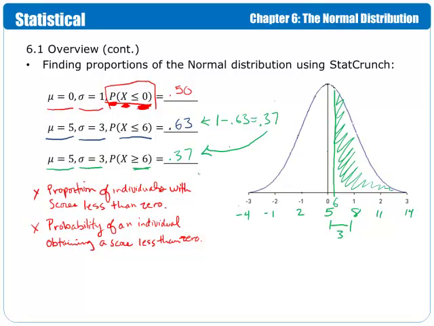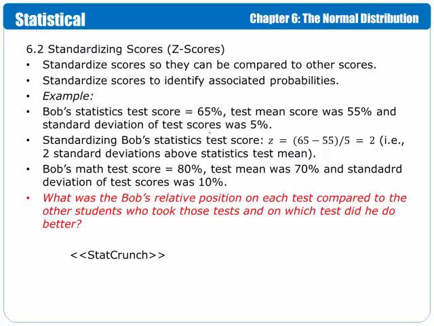So the two different ways that we can compute that is we can subtract from 1 to get, if we have the left side of the graph shaded, the right side of the graph shaded. And also, if we have the right side of the graph shaded, we can get the left side of the graph shaded by subtracting from 1. The other way is just to do it in StatCrunch. The answers will be exactly the same.